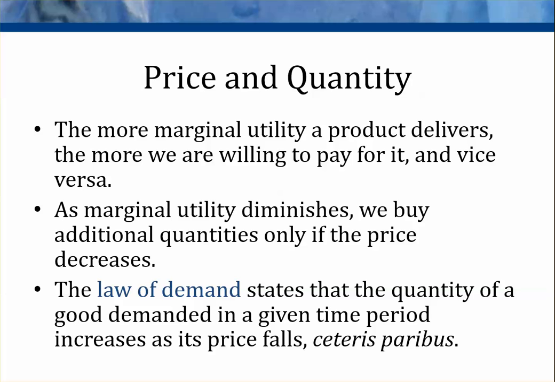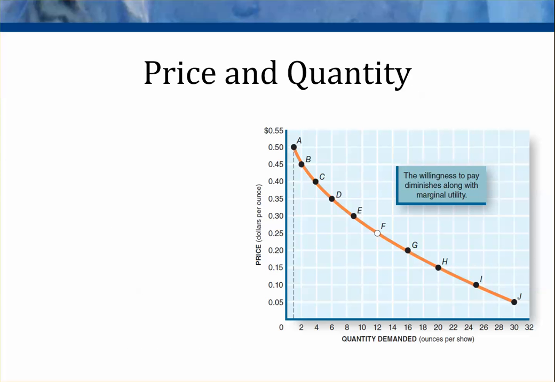So now you know why. Because the price represents your willingness to pay. As you increase consumption, your marginal utility decreases, so your willingness to pay decreases, and consequently the price will start to decrease. So now you know the relationship between the price and the quantity is inverse because of the underlying diminishing marginal utility.